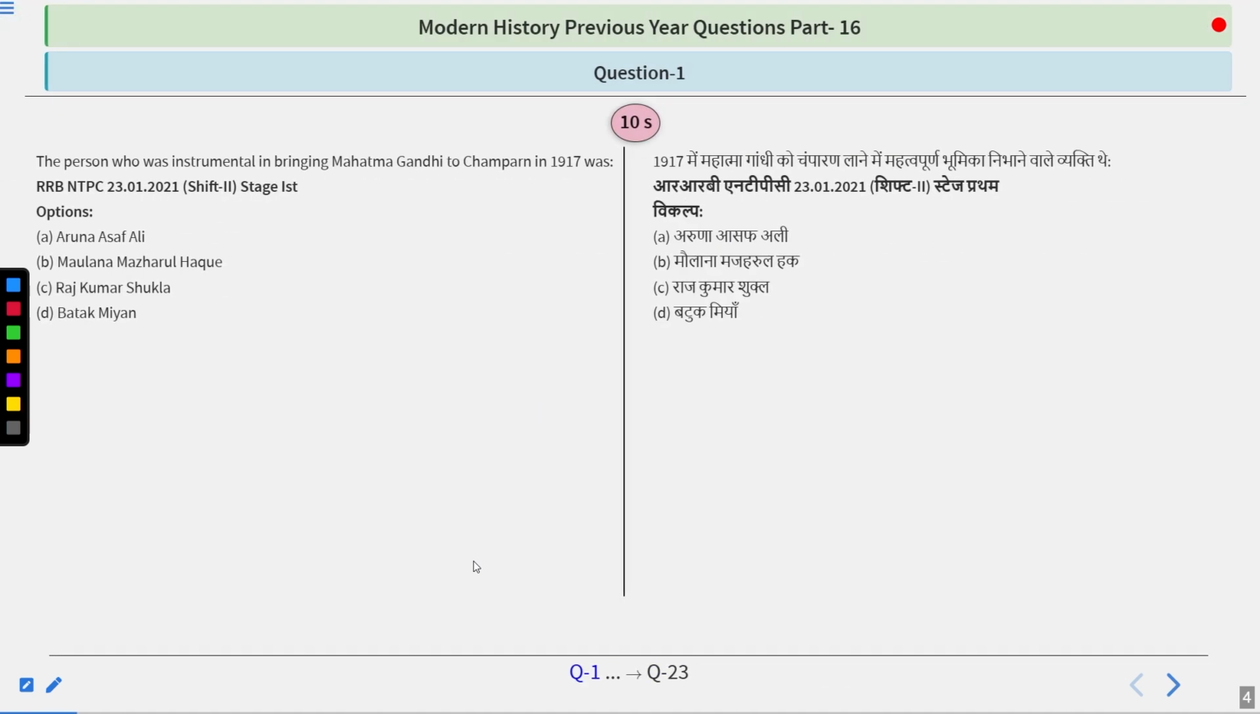So the first question that we have: the person who was instrumental in bringing Mahatma Gandhi to Champaran in 1917 was. Quite a simple question, because he met Mahatma Gandhi in Lucknow during the Lucknow Pact and the Lucknow session of Congress. So try to find out the answer, guys.